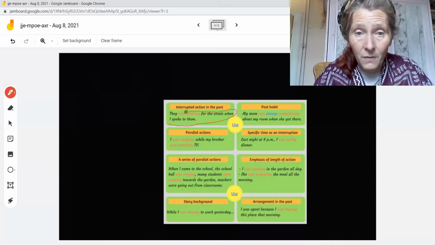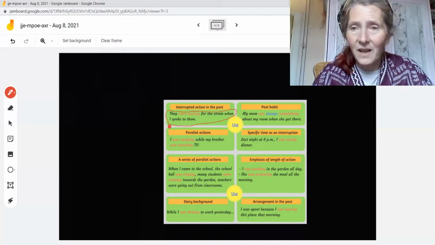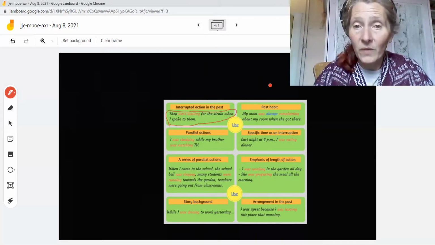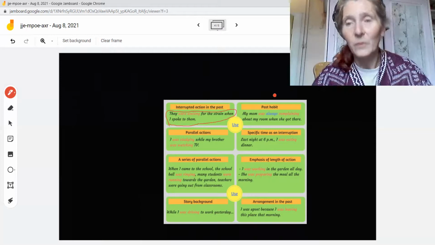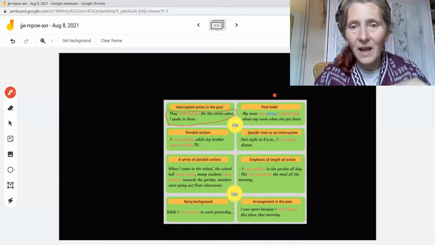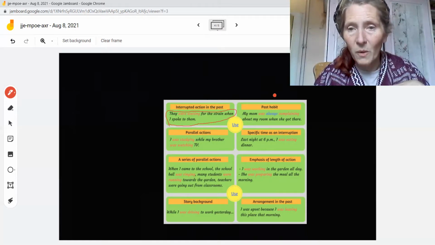They were waiting for the train when I spoke to them. Okay, they were waiting, you were speaking to them is the action that interrupts. Again, we've also talked about past habits, something that was done habitually in the past. We use the past continuous. My mom was always complaining about my room when she got there.